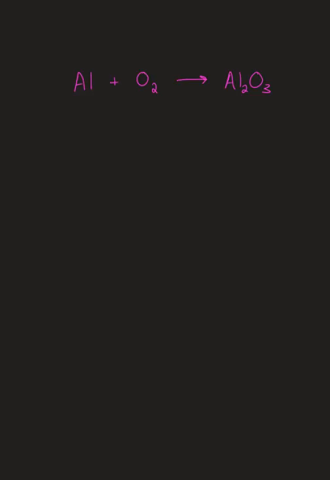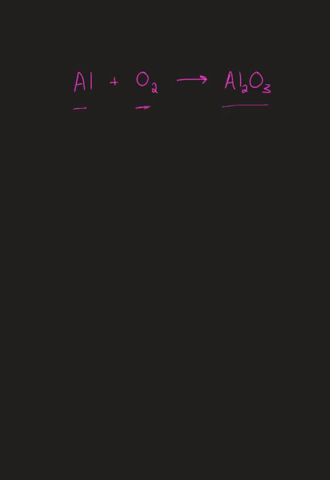Okay, so first of all, what is a chemical equation? Well, this is a chemical equation in front of us, and what it's telling us is that if we have some aluminum, it will react with oxygen and form this product, which is aluminum oxide. Okay, so what does it mean to balance? Why is this not a balanced equation?